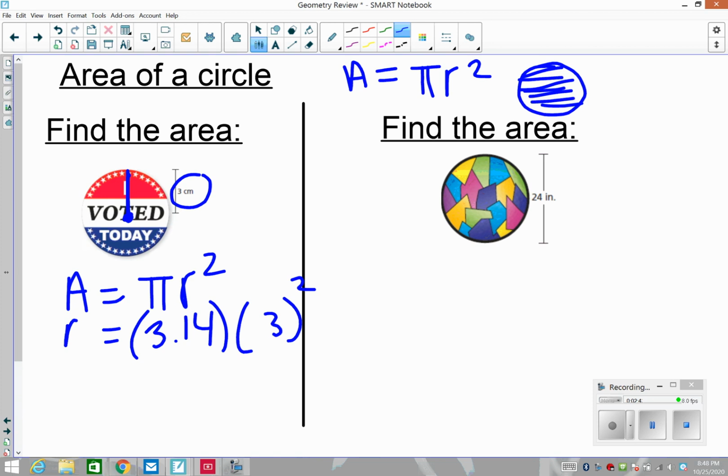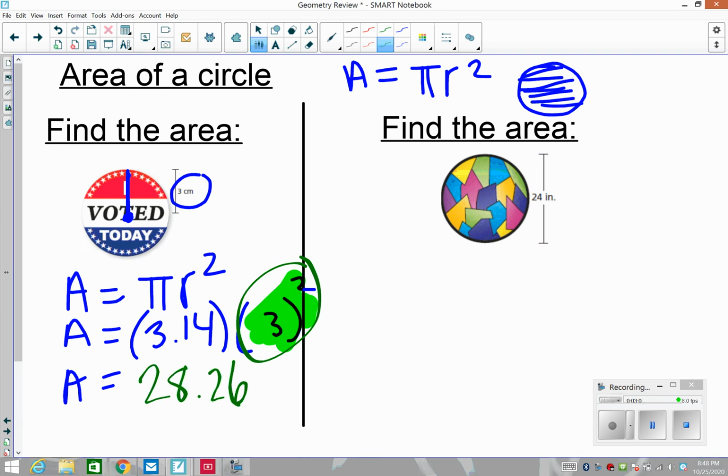squared. So you can either put that all in your calculator, or some kids would prefer to do the exponent first in their head, or you just put it all in your calculator. It doesn't matter. So if I do that first, I get 9 times 3.14, or you can just type in 3.14 times 3 squared, and you get 28.26. The units on that is centimeters squared.